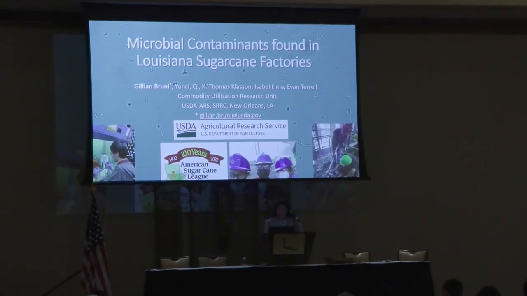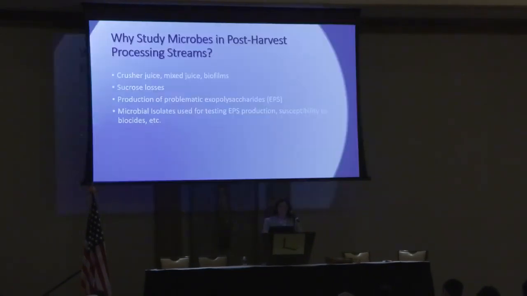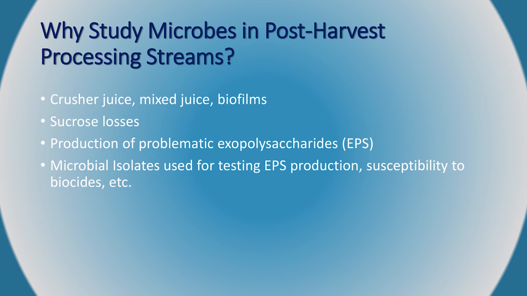So, why should we study microbes in the post-harvest processing streams? Like, what's the point? Why can't we just look at crusher juice or mixed juice or even biofilms? Well, it turns out there's a lot of variation that occurs in the juices from one factory to another in terms of the soil or sediment, the microbial load, as well as the microbial composition. And so it can be hard to control for different variables between the different juices from the different factories.